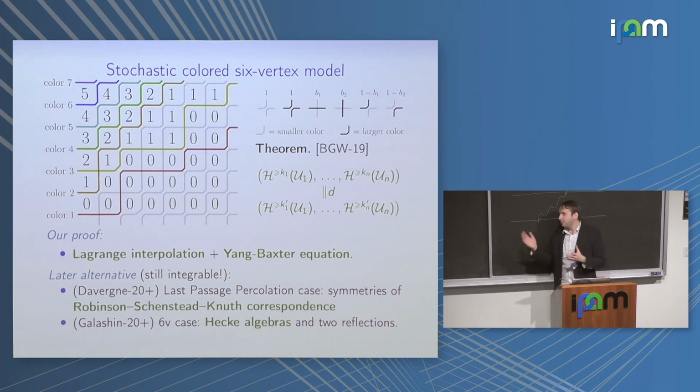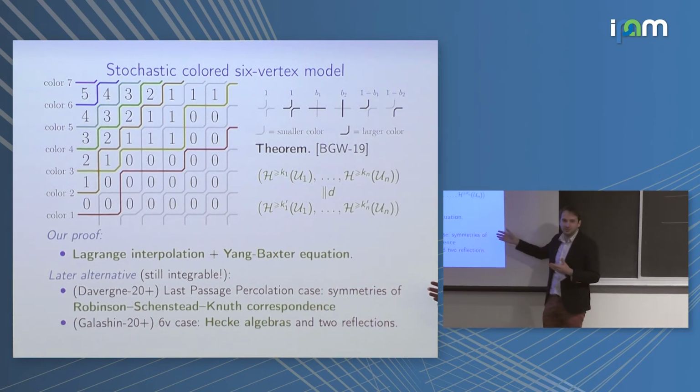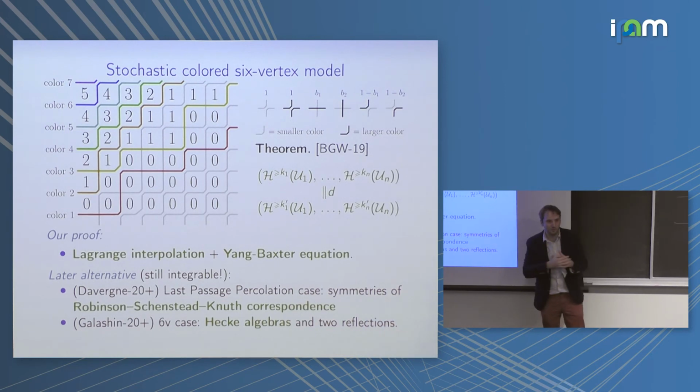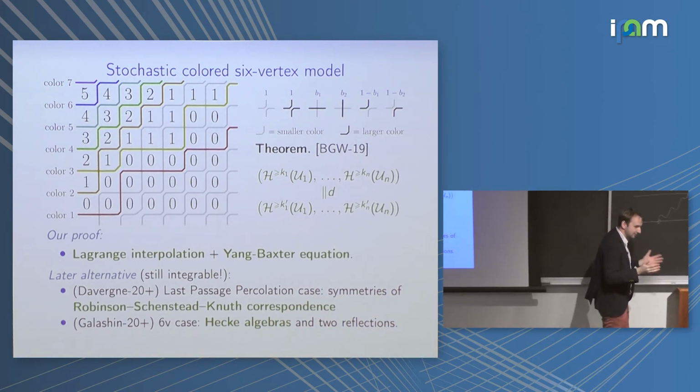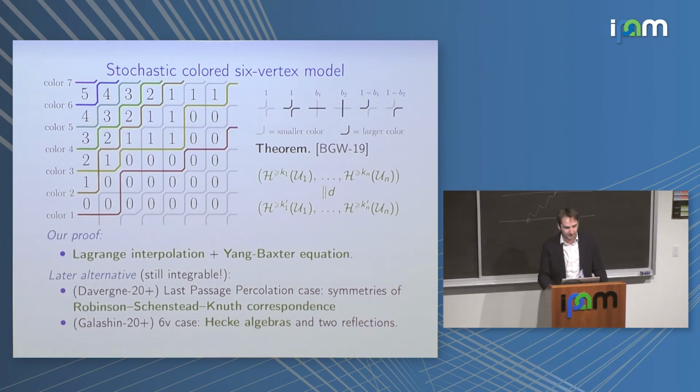What's important is that both these proofs still use lots of integrability. Of course, the Robinson-Schensted-Knuth correspondence is something very integrable. It won't work with arbitrary weights. You need some very nice weights. And of course, Hecke algebras also won't work for an arbitrary thing. You need some very precise things so that you have the relations given by your Hecke algebras.